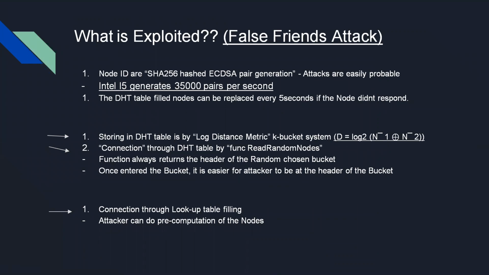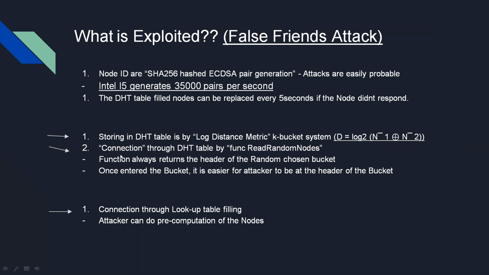This attack will exploit 5 facts. Number one, the fact that node IDs are SHA-256 hashed ECDSA pair generation. We can easily generate 35,000 pairs per second, and thus this can be a very weak point to attack. Number two, DHT table filled nodes can be replaced every 5 seconds if the node did not respond. So this is one more weak link. Number three, storing in the DHT table is by log distance metric, which is the k-bucket storing system.